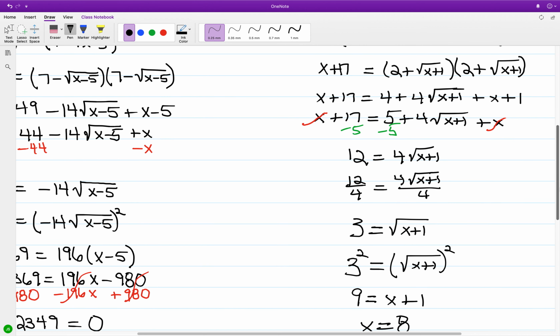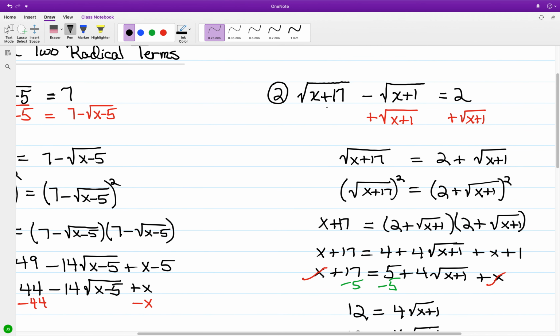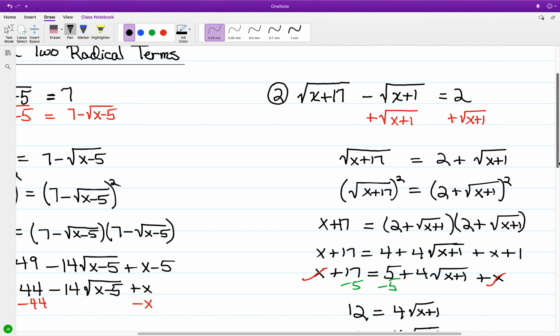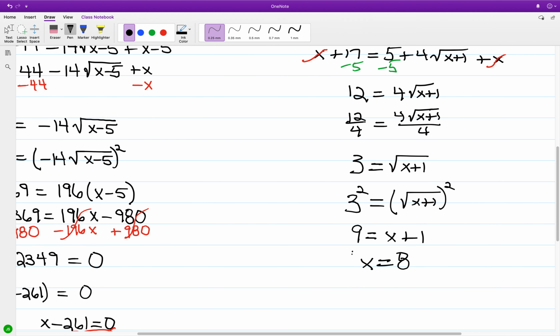And we can go back and check. Okay, so we have 8 plus 17 is 25. Square root of 25 is 5. 8 plus 1 is 9. Square root of 9 is 3. 5 minus 3 is 2. And so we have consistency. So we have x equals 8 as the solution.